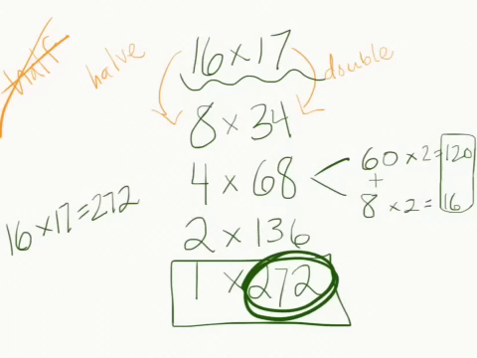So by using a string of facts that can be sort of natural, we can double and halve, and that becomes a string of facts that gets us to a super easy one at the end, and we can get our final answer. And that's it for number strings.